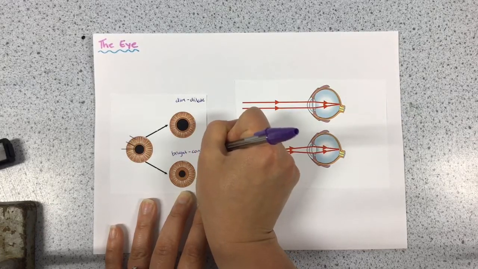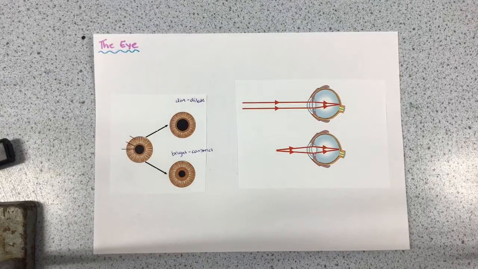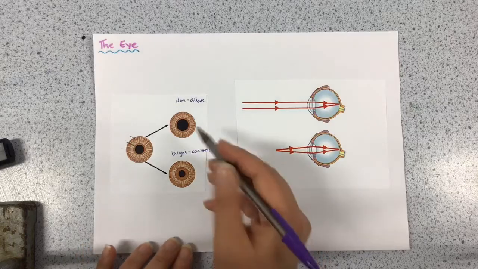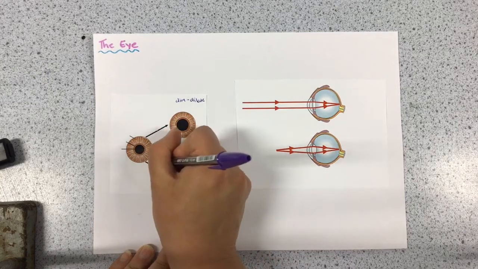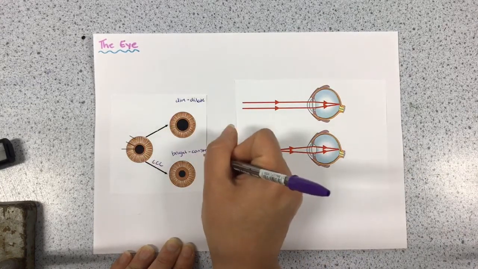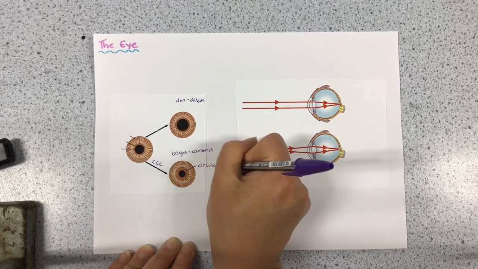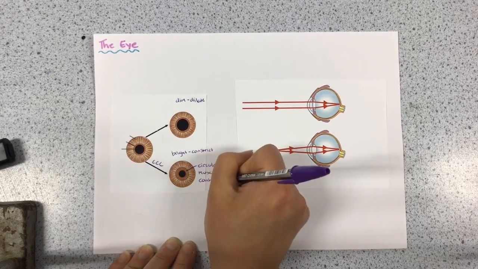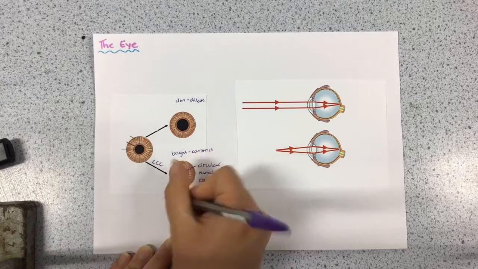And there are sets of muscles that you need to know about here. You've got two sets of muscles you need to worry about. You've got the circular muscles and you've got the radial muscles. When your pupils constrict, it is the circular muscles that contract. Muscles work in antagonistic pairs, so if your circular muscles are contracting, your radial muscles relax.